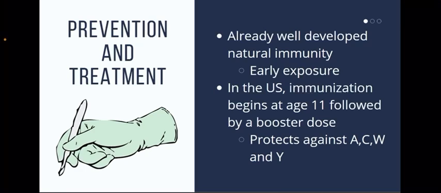Vaccination is readily available within the United States. The first dose is typically offered to children at the age of 11, followed by a booster dose around the age of 16. The vaccine is also available for adults over the age of 55 and anyone who is high risk for the disease. And therapy typically comes in the form of antibiotics as the form of treatment. This can occur through one or several drugs in high dosage.